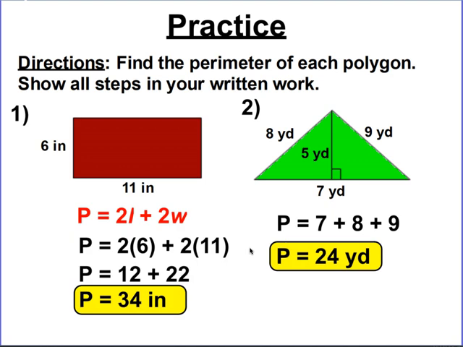All right, so here are the answers. For the rectangle, I have a formula, so I wrote it down. P equals 2L plus 2W. L is 6 and W is 11. So that makes it 2 times 6 plus 2 times 11.